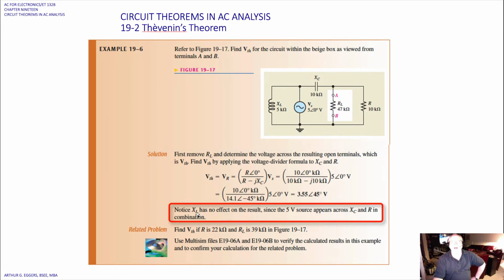Notice that X sub L has no effect on the result since the 5-volt source appears across X sub C and R in combination. Okay, so a little bit of a tricky one here for you.